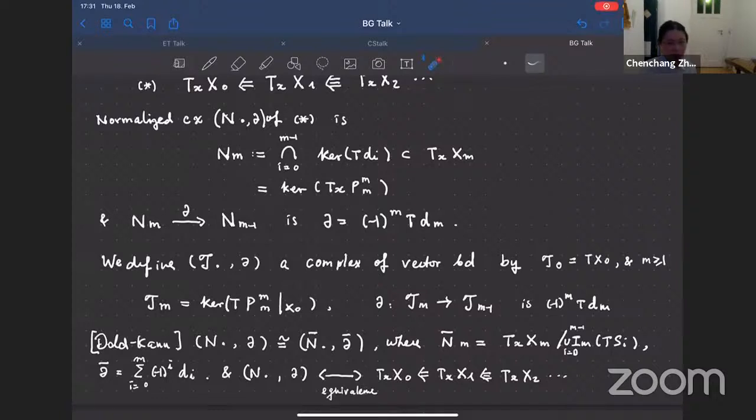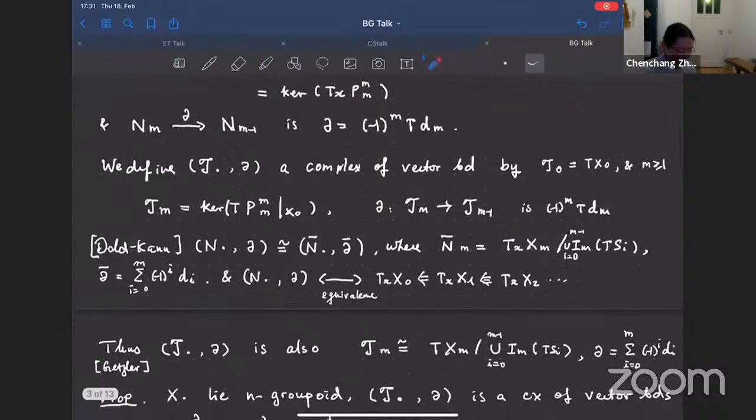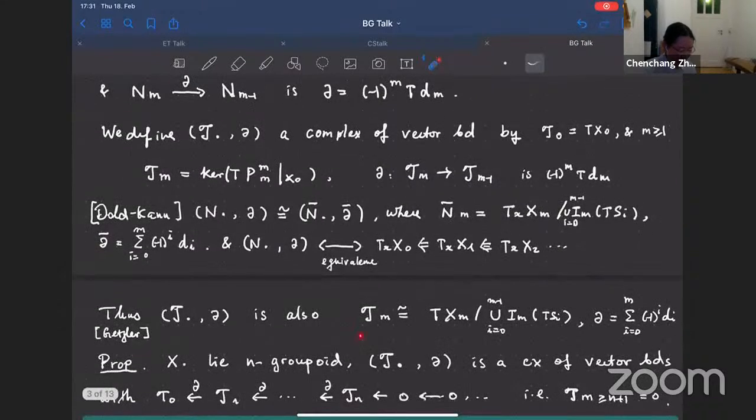What I did over here is some sort of Dold-Kan construction, right? So there is some other way to realize this normalized complex. Namely, you can take the quotient. Sometimes people also see this tangent bundle, this vector bundle, in this form. I think I also find it in Ezra's notes in the quotient form.